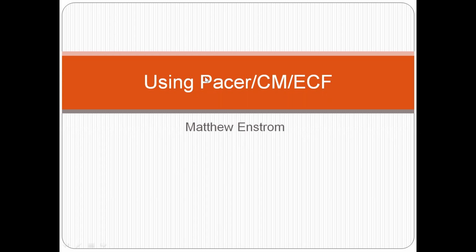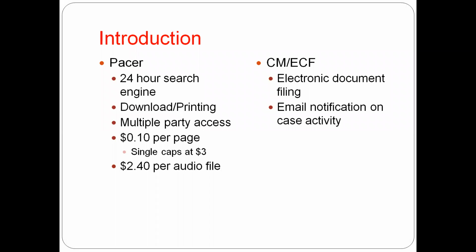I will be doing my presentation on the use of PACER and the Case Management Electronic Case Files, or CM/ECF. So the main difference between the two is that PACER is open to public usage. It's a 24-hour search engine that you can use to download or print court documents. One of the advantages of it is that it has multiple party access, meaning that multiple people can access the exact same case filings or documents at the same time rather than having to occupy it, versus something like Westlaw. A downside to this is that it will have a charge.